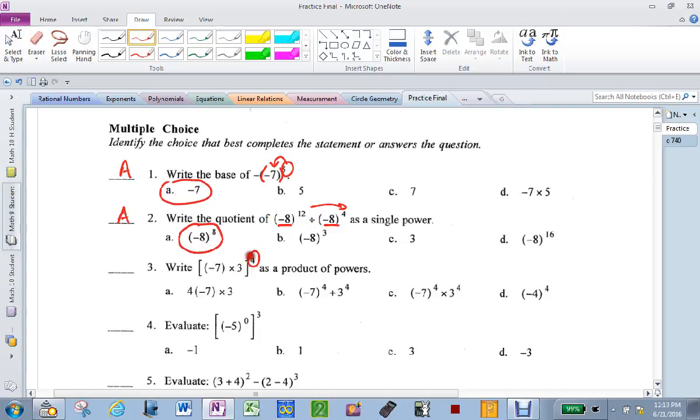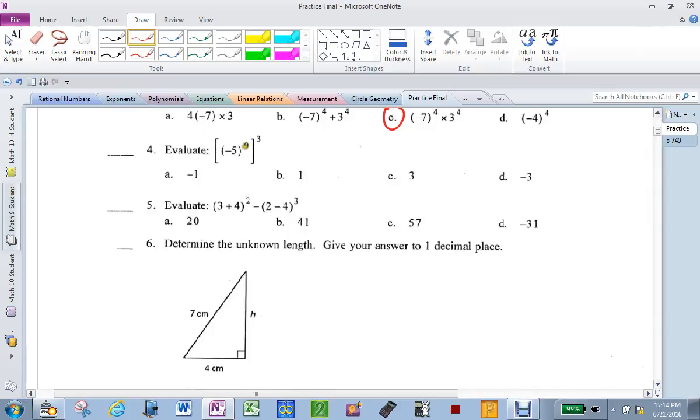Product of powers. Where does that 4 go? It goes to both. So it had to be -7 to the 4th times 3 to the 4th. Not add, because you're multiplying. C.